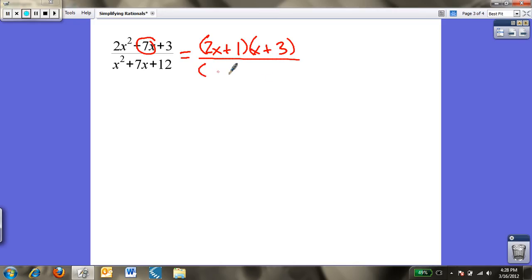Alright, now let's go to the bottom. Let's do FOIL again because it's not a shortcut. There are no common factors to take out. X squared must have been x times x. There's no other possibility. Now 12 could be a lot of different things.